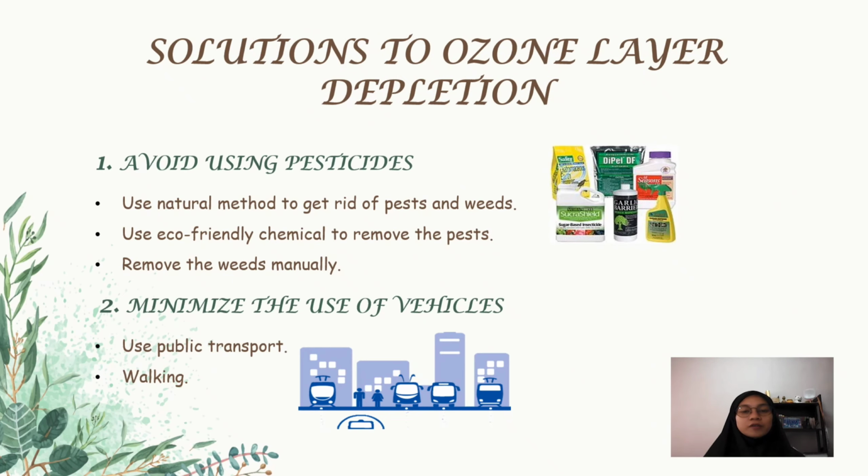There are a lot of solutions that can reduce ozone layer depletion. The first is to avoid using pesticides. We need to reduce the use of chemicals in life, so we can use a natural method, an eco-friendly chemical, to remove the pests and weeds. We can also remove the weeds manually by pulling them out by hand.